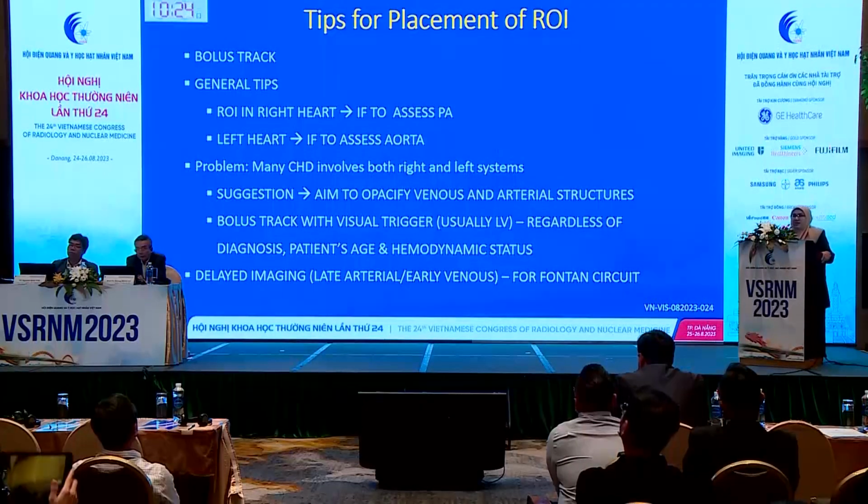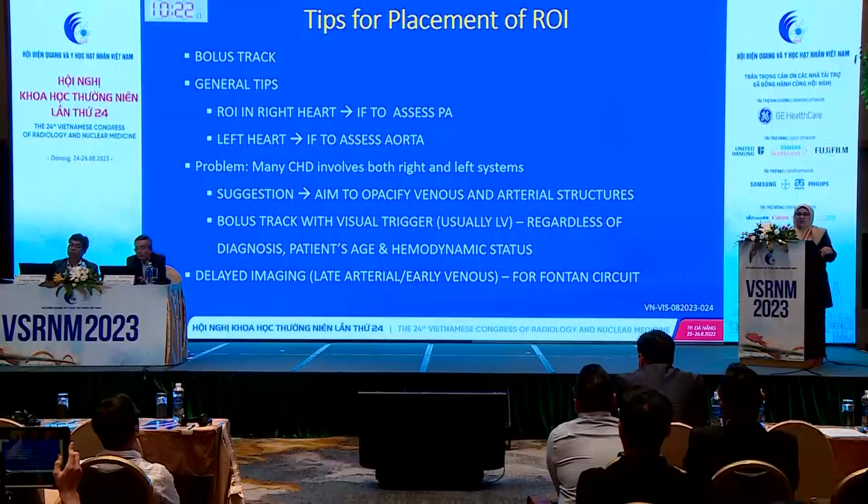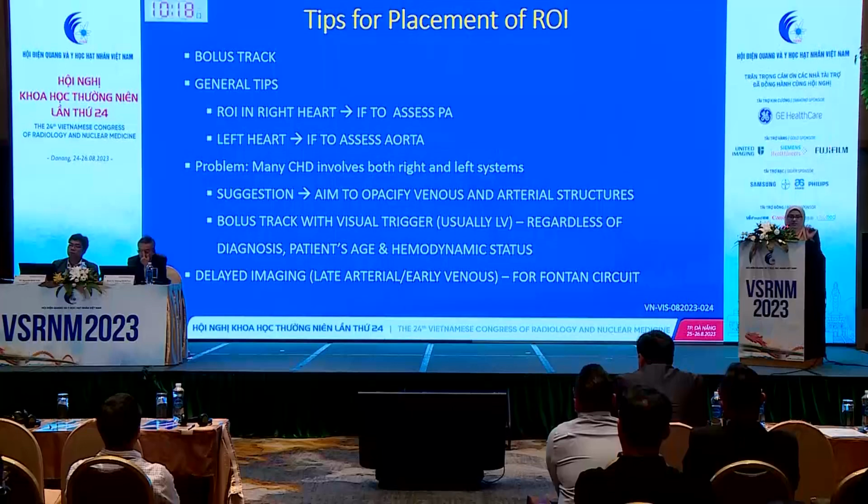Right, this is a commonly asked question to me because I'm doing cardiac CT. So where exactly to place your bolus track? In general, last time when I started practice, the ROI or the marker is placed in the right heart if you want to assess the pulmonary artery, for example, and in the left heart if you want to assess the aorta.